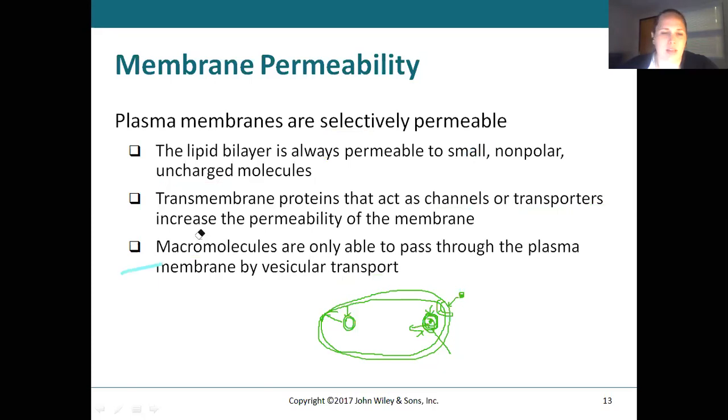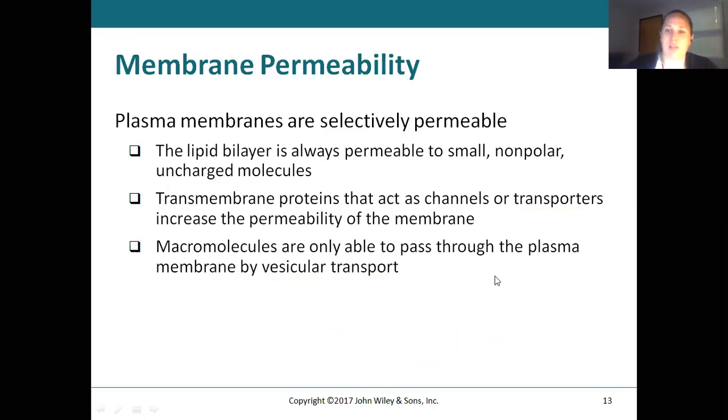Again, I think that's a little bit too specific for what we're talking about in this class. We'll focus primarily on these other types of transport, things that are mediated through channels and transporters.